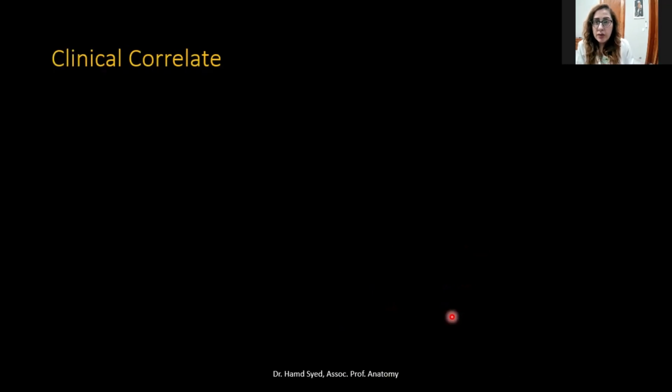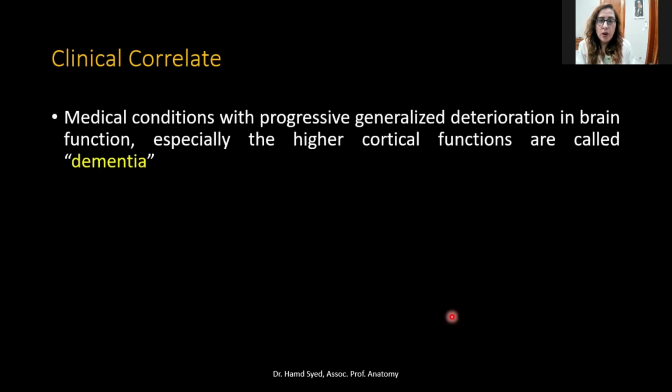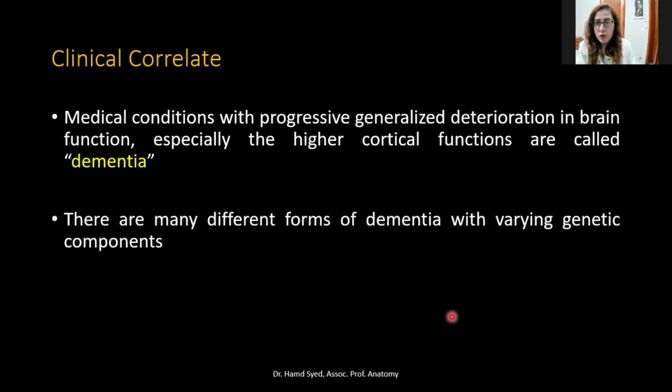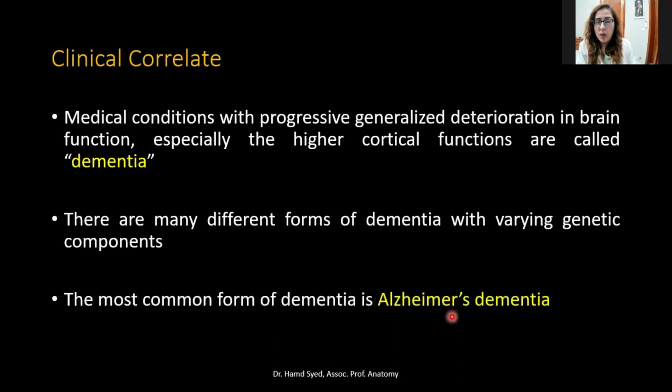Now that we have discussed the basic histology of cerebral cortex, we're going to discuss a clinical condition which is quite common now in the world, and we're going to discuss it at the histological level as well. So we're talking about dementias. What are dementias? These are medical conditions in which there is progressive, generalized deterioration in brain function, especially in the higher cortical functions. There are many different forms of dementia with varying genetic components, but the most common form of dementia in the world is Alzheimer's dementia.